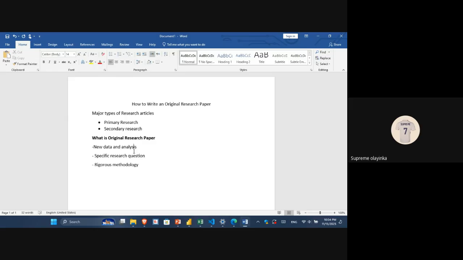Then another thing, which is actually the first thing, is a specific research question. If you don't have a specific research question that you're trying to solve, you cannot just open your laptop and start writing an original research paper. There's something that will push you. Okay, I actually want to know.